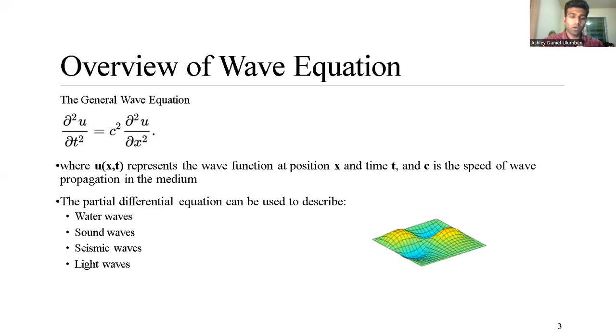So, an overview of the wave equation: it is a second order scalar partial differential equation, which can describe water waves, sound waves, electromagnetic waves such as light waves, and mechanical waves such as seismic waves, which propagate within the ground.